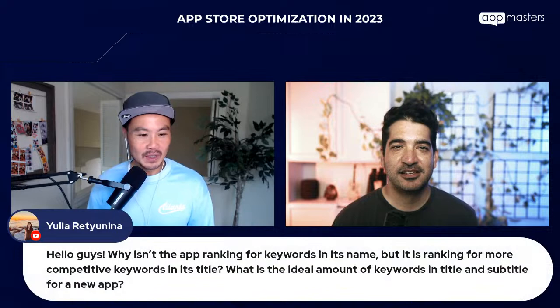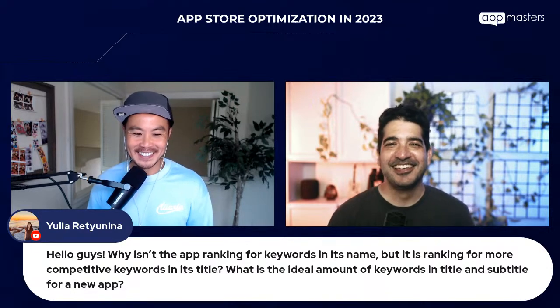Okay, here we go. Yulia says, hello guys. Why isn't the app ranking for keywords in its name, but it's ranking for more competitive keywords in its title? What is the ideal amount of keywords in the subtitle for a new app? I know you got some thoughts on this. I read some stuff from you. I do.